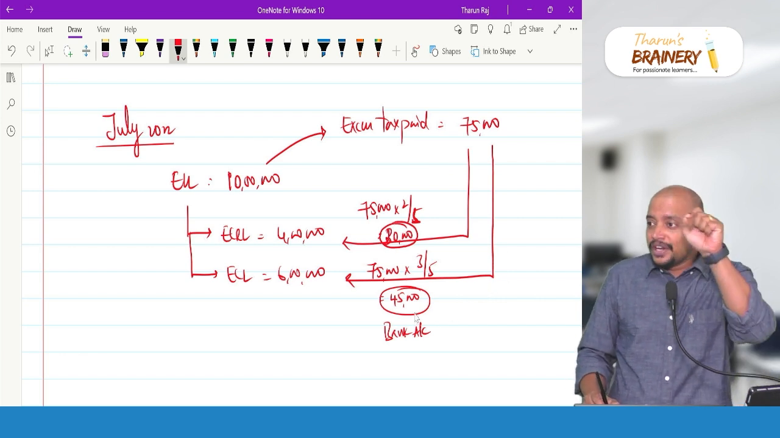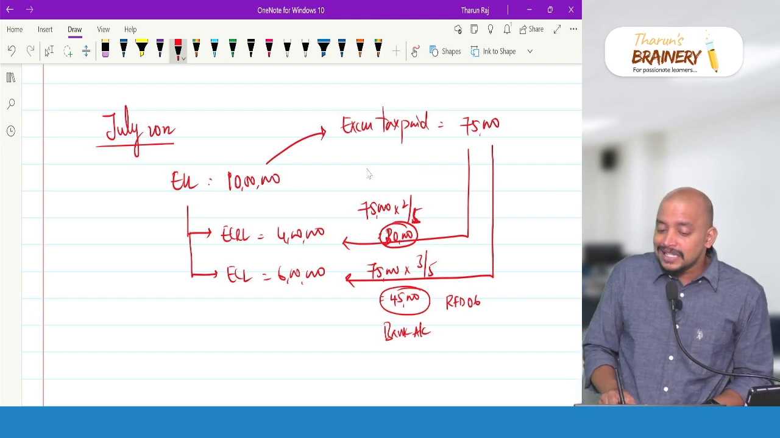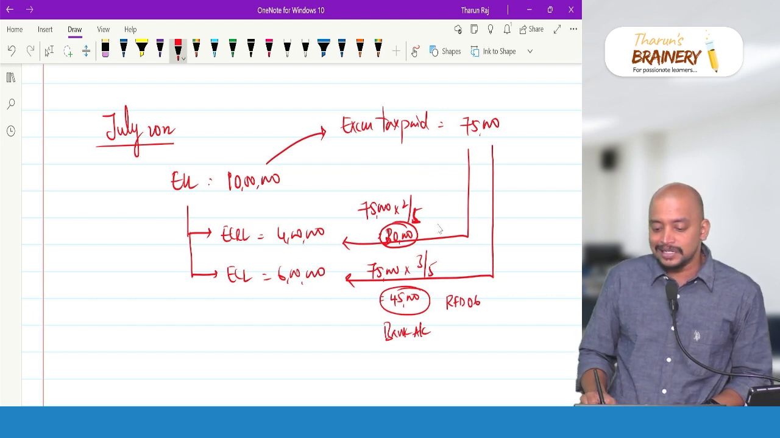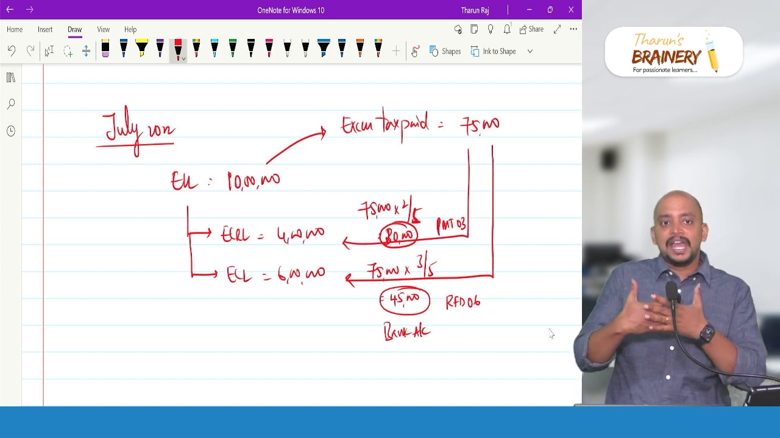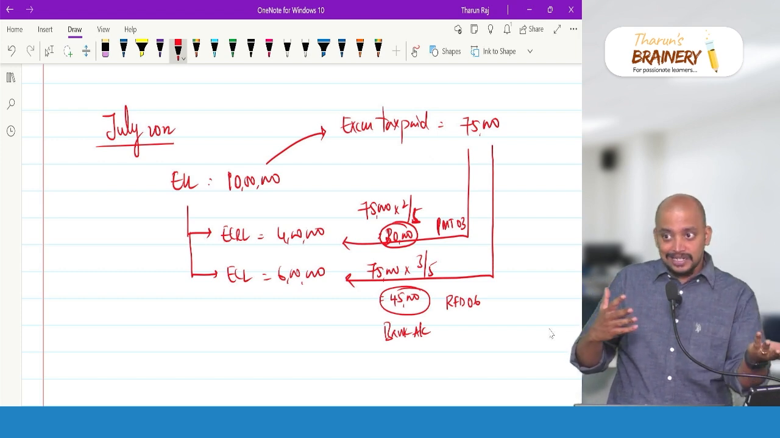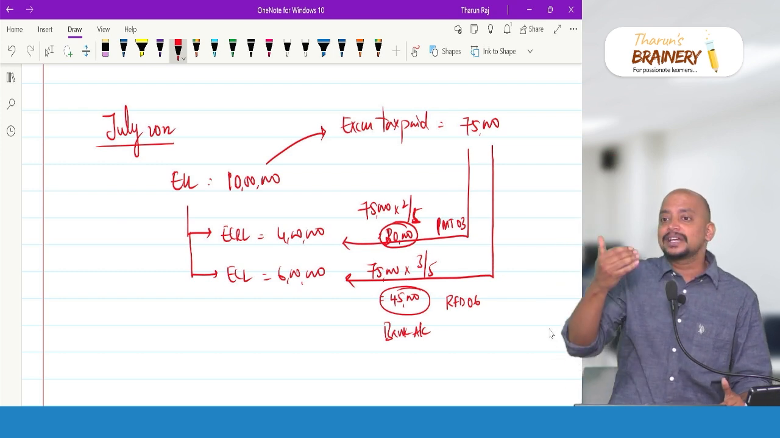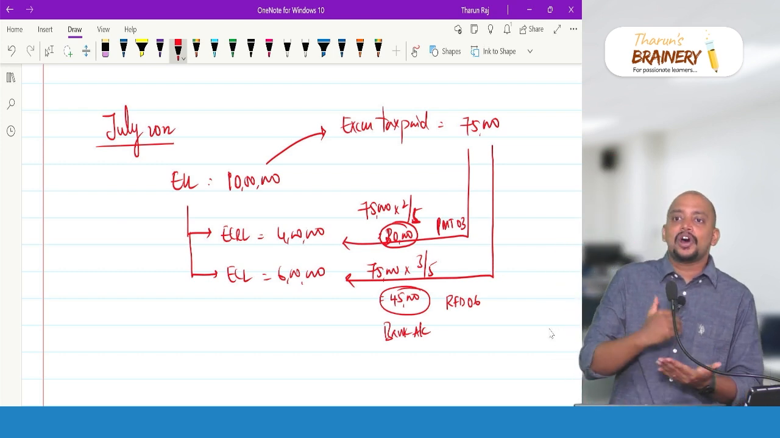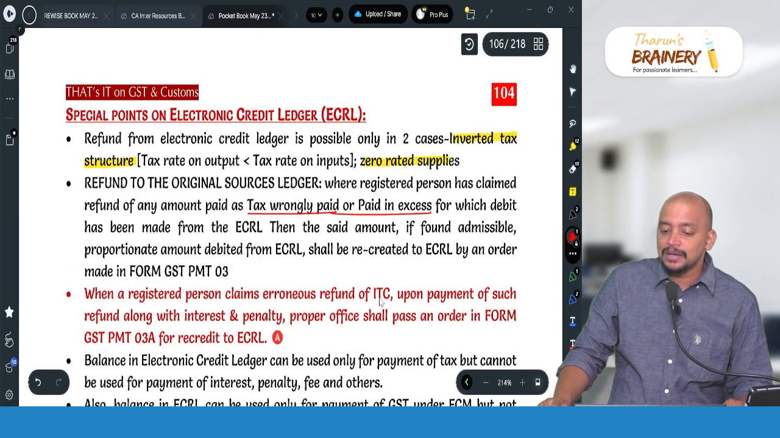For giving this refund into the bank account, they will pass one order, RFD 6. RFD 6 is the refund order. But to give it as a recredit into our electronic credit ledger, that order will be passed in PMT 3. So, what is the purpose of PMT 3? Whenever we have tax paid wrongly and that tax is paid partly using the credit ledger and partly using the cash ledger, to give the refund into the credit ledger, that is, recredit into the credit ledger, they will pass an order in form PMT 3. And there is one more form, that is PMT 3A.